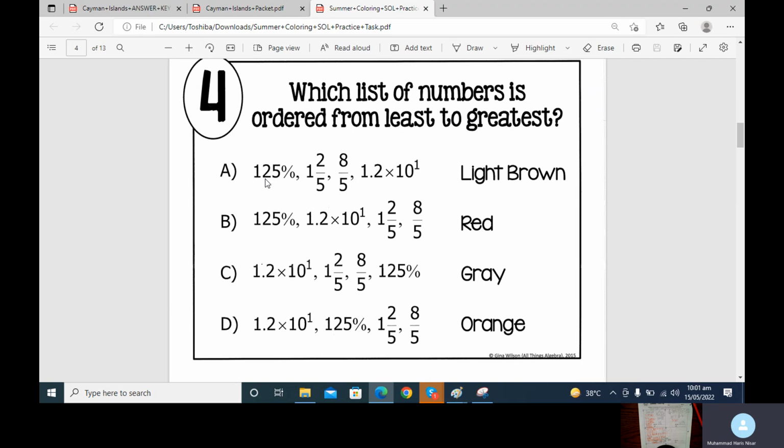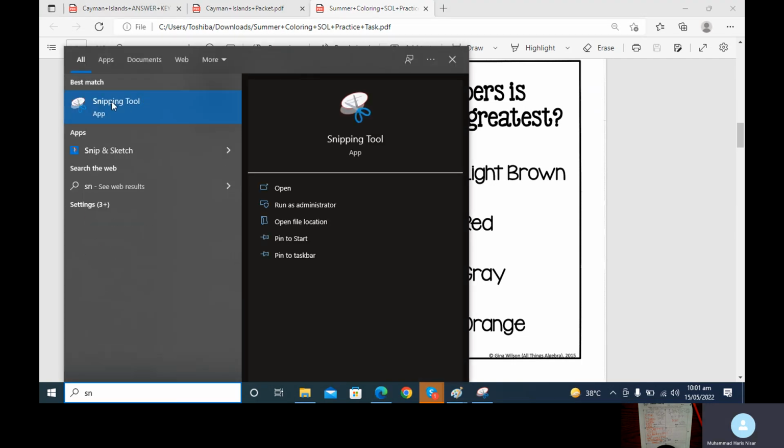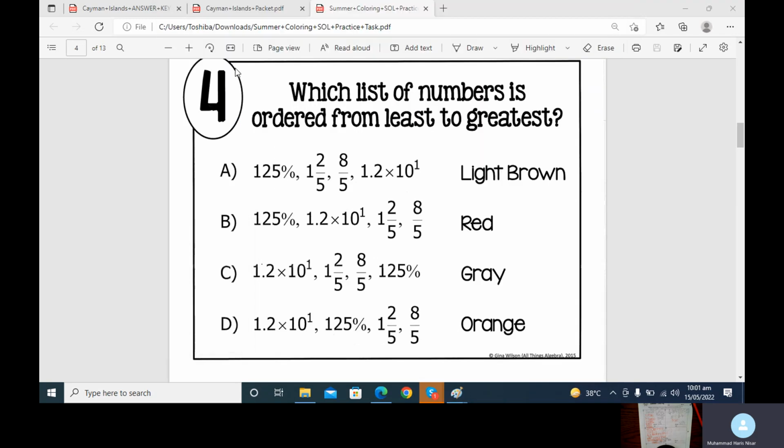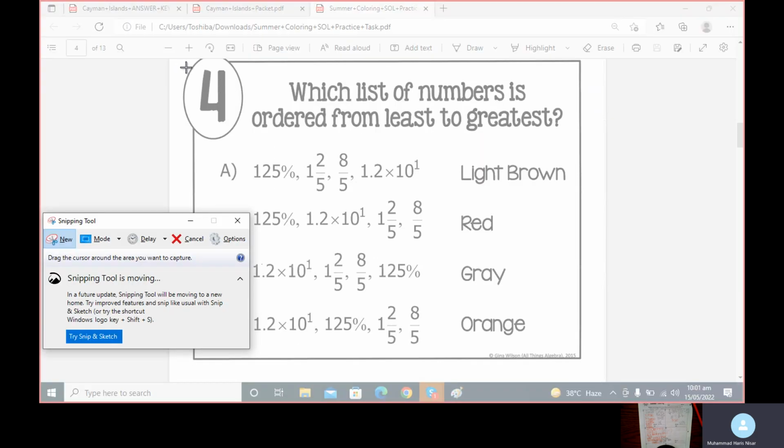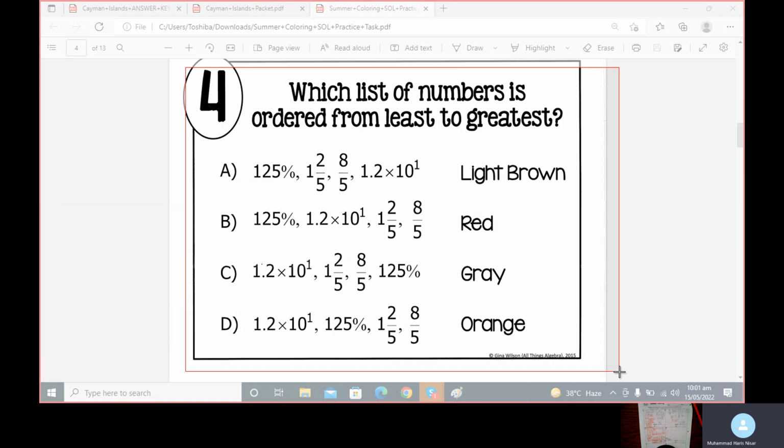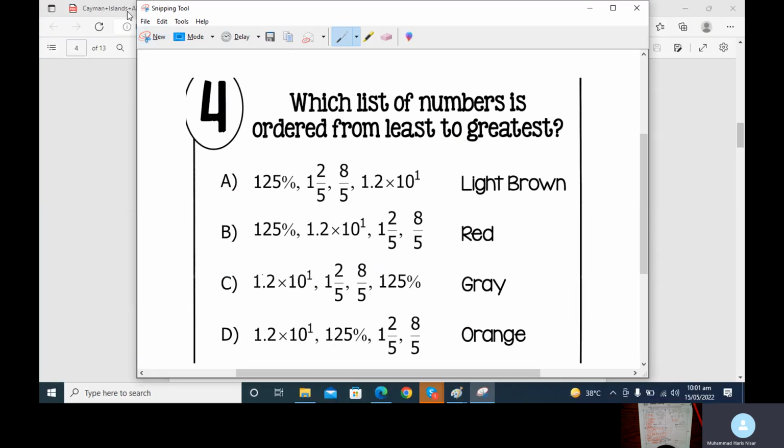See option A: 125%. Then you have 1 2 by 5, then 8 by 5, then this. In order to compare, you must have all of these values in the same form. Just convert all of them into decimal. You can also tell me the answer.